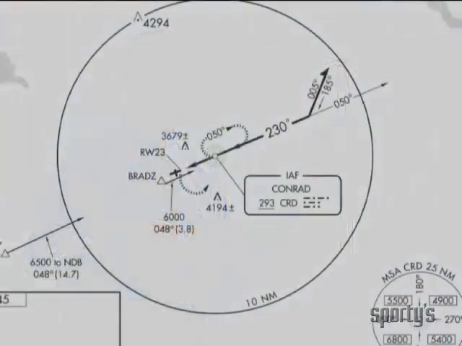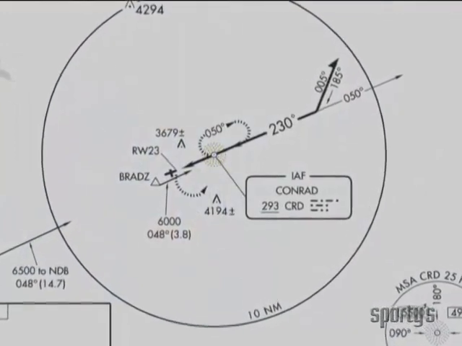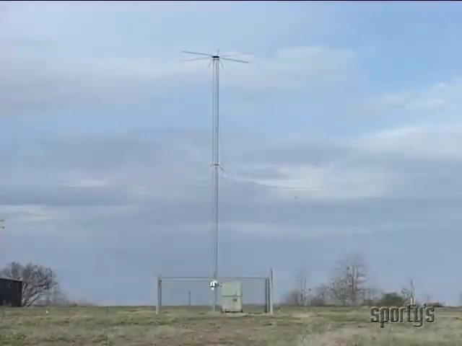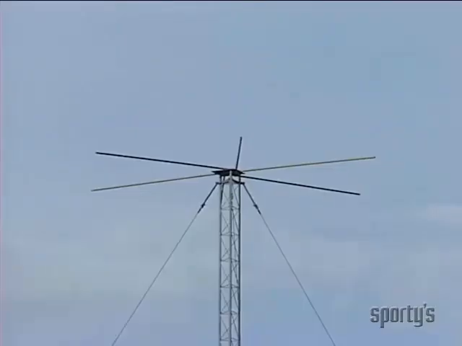It's too bad that this procedure has gotten a bad name in some circles, because NDB approaches have a lot going for them. A non-directional radio beacon is relatively inexpensive. The site requirements are minimal, and before GPS, an NDB was often the only practical way to make the airport a part of the IFR system.